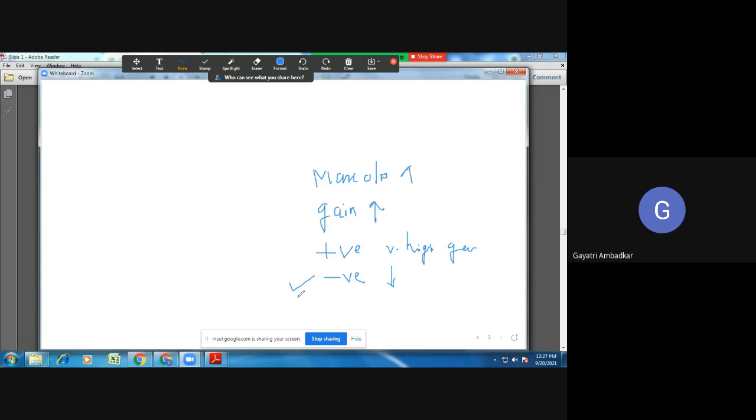But still, for amplification, we prefer negative feedback amplifiers because they have many other advantages. Positive feedback amplifiers are mostly used in oscillators, and negative feedback is preferred in amplifiers.